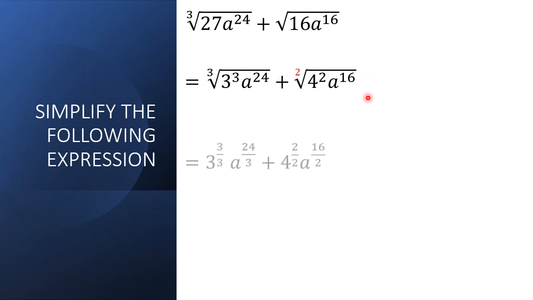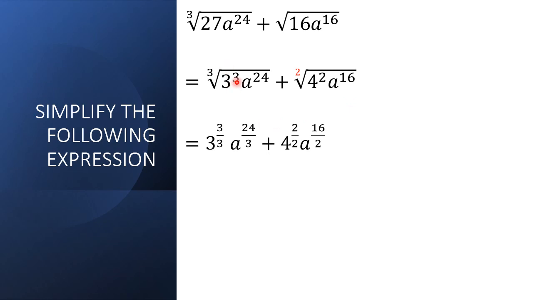So in the next statement, we divide the exponent of each base with the root. So we have 3 to the power of 3 divided by 3 times a to the power of 24 divided by 3 plus 4 to the power of 2 divided by 2 times a to the power of 16 divided by 2. We then simplify our exponents, and that will give us 3a to the power of 8 plus 4a to the power of 8, and we check whether we can add the two terms. Yes, we can, because they are like terms, the like terms with the same variables that contain the same exponents. So if you add the two, we'll then have 7a to the power of 8.